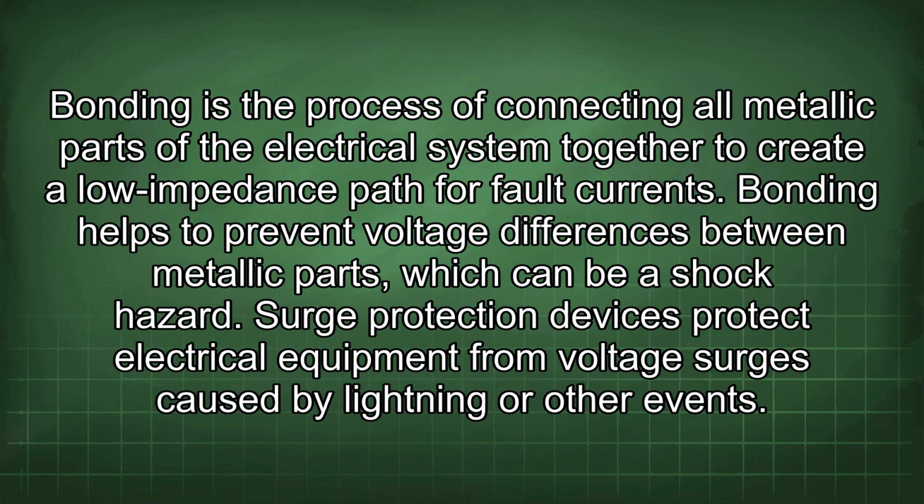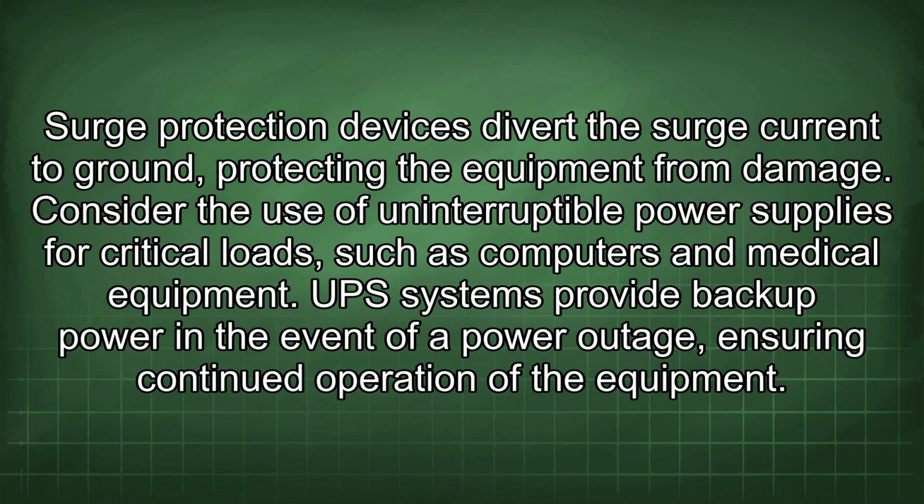Surge protection devices protect electrical equipment from voltage surges caused by lightning or other events. Surge protection devices divert the surge current to ground, protecting the equipment from damage. Consider the use of uninterruptible power supplies for critical loads such as computers and medical equipment. UPS systems provide backup power in the event of a power outage, ensuring continued operation of the equipment.